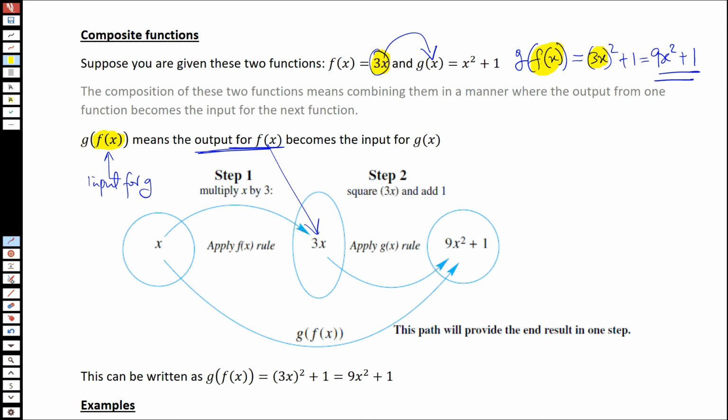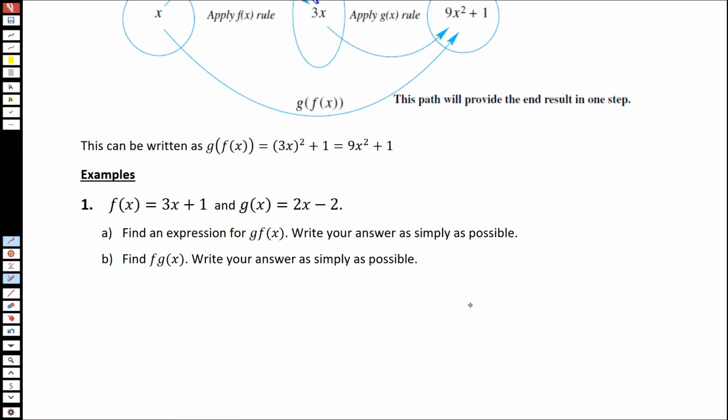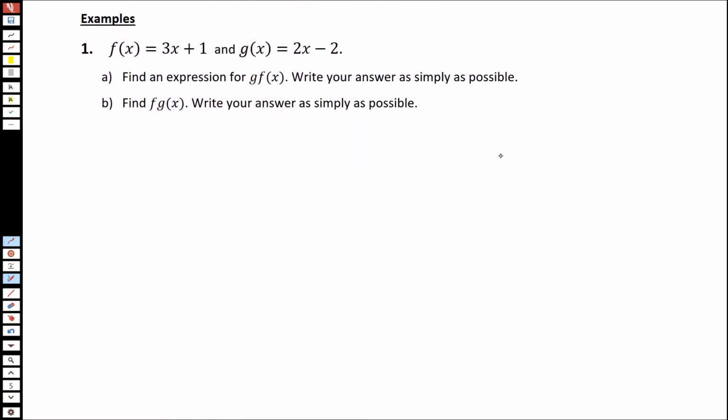All right, so let's look at how we can. So basically, this is the notation for a composite function where f is applied first, followed by g. And it's just written as g of f of x. So let's look at some examples and see how we can manipulate different questions in different ways depending on what has been asked. So for number one, you have f of x and g of x.